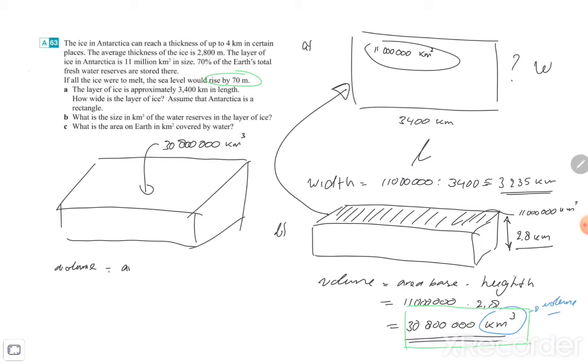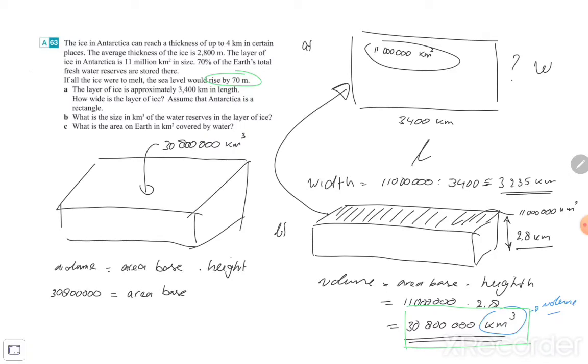All right, so we know to calculate the volume, we need to do the area of the base times the height. Now, from all the ice, we know the volume, because the volume is 30,800,000 cubic kilometers. The area of the base, that's what we want to know, because they want to know what is the area of the Earth in square kilometers covered by water.